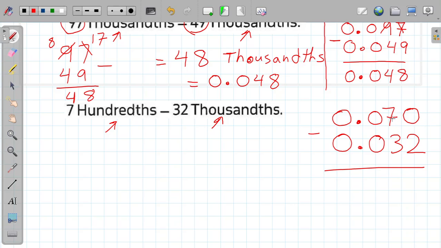So 0 minus 2, it can't be. So I will borrow from 7, it will become 6, and 0 becomes 10. So 10 minus 2 equals 8, 6 minus 3 equals 3, and 0 minus 0 equals 0, and next the decimal point, next I have 0, so it will be 0.038, or 38 thousandths.